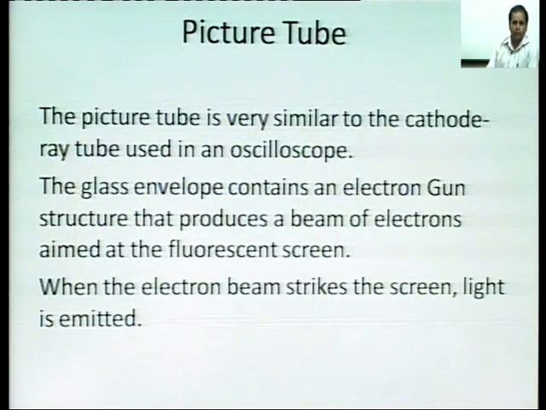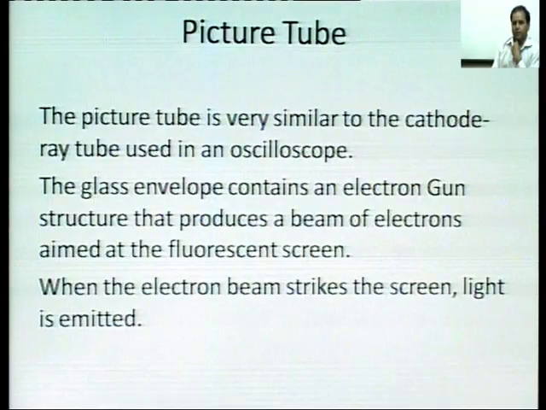What is the picture tube? The picture tube is very similar to the cathode ray tube used in an oscilloscope. The glass envelope contains an electron gun structure that produces a beam of electrons aimed at the fluorescent screen. When the electron beam strikes the screen, light is emitted.